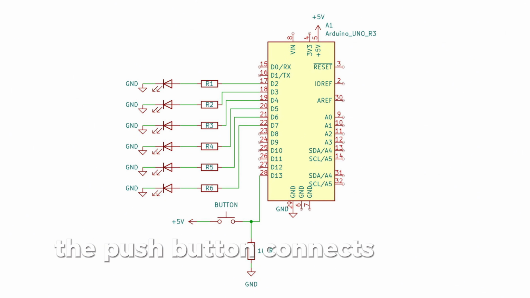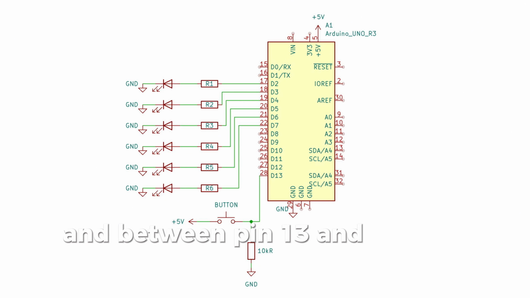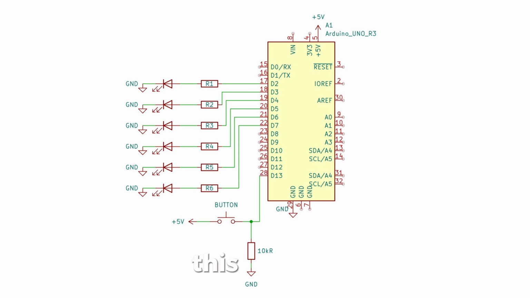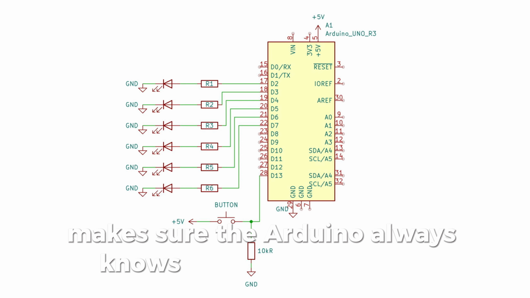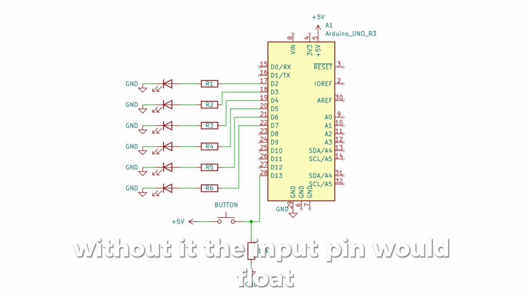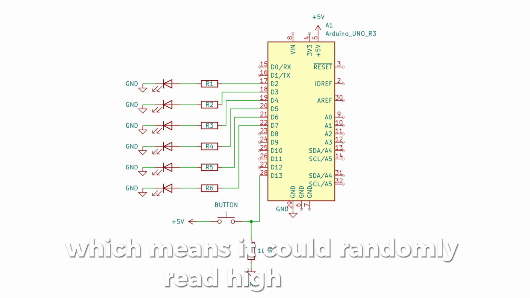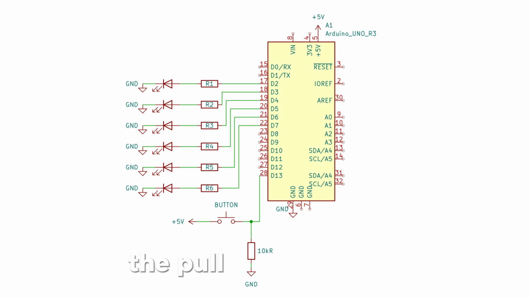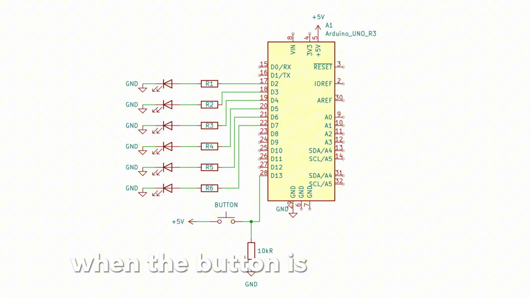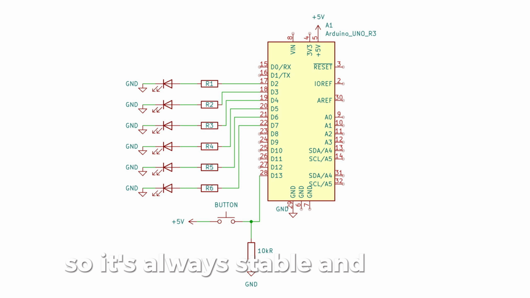The push button connects to pin 13 and to 5 volts, and between pin 13 and ground, we add a 10 kilo ohm pull-down resistor. This resistor makes sure the Arduino always knows when the button is pressed. Without it, the input pin would float, which means it could randomly read high or low. The pull-down resistor fixes that by gently pulling the signal to 0 volts when the button is not pressed, so it's always stable and reliable.